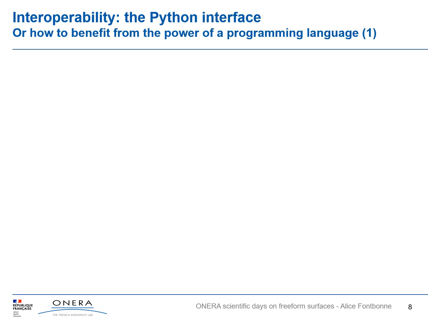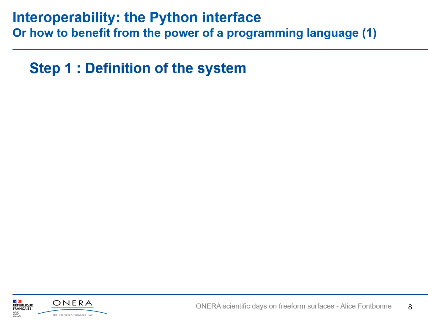The first one is interoperability. That means the Python interface. You can benefit from the power of a programming language, and if you are comfortable with Python, you can quite simply define and optimize an optical system. So I'm going to use one particular example to show you that.